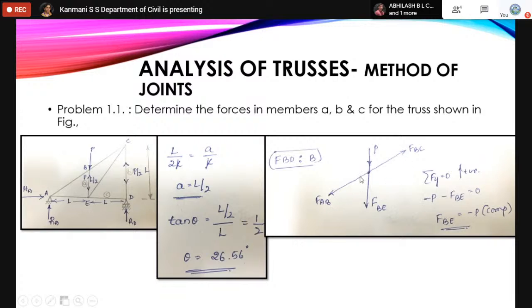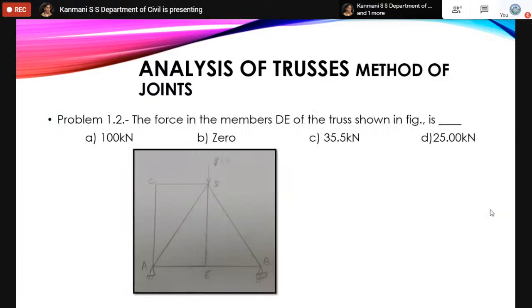If two forces are collinear, then from this figure, I can tell that FBC is equal to FAB. And these two are collinear, P is equal to FBE, but it will be in the opposite direction. Magnitudes will be the same, directions will be different. If you want to solve this problem by resolving these two, then also you'll get the same answer.